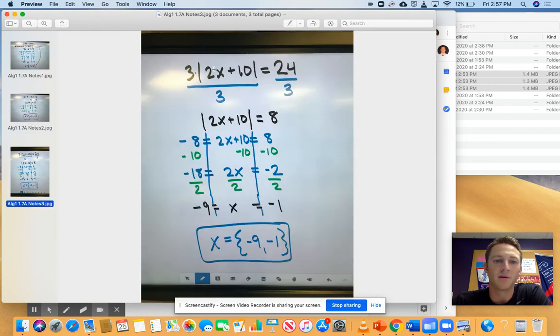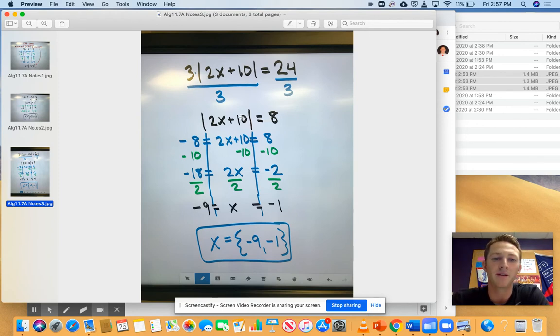In this example, we have 3 times the absolute value of 2x plus 10 equals 24. There's an imaginary multiplication. It's almost like these are parentheses. So it's 3 times there. So let's get rid of that 3. The opposite of multiplication is division. Let's divide both sides by 3. They cancel. Now we have the absolute value of 2x plus 10 equals 8.